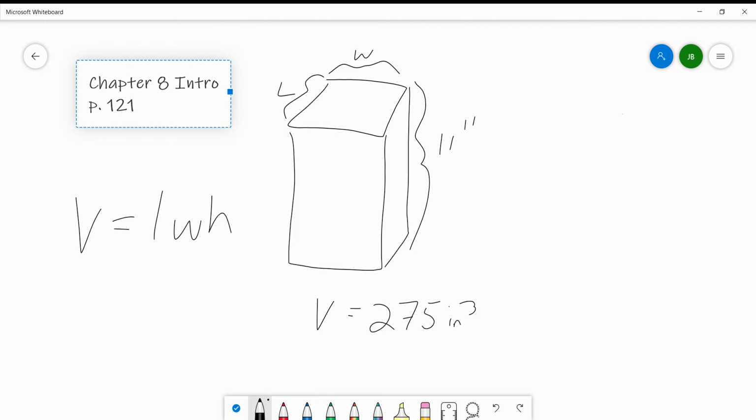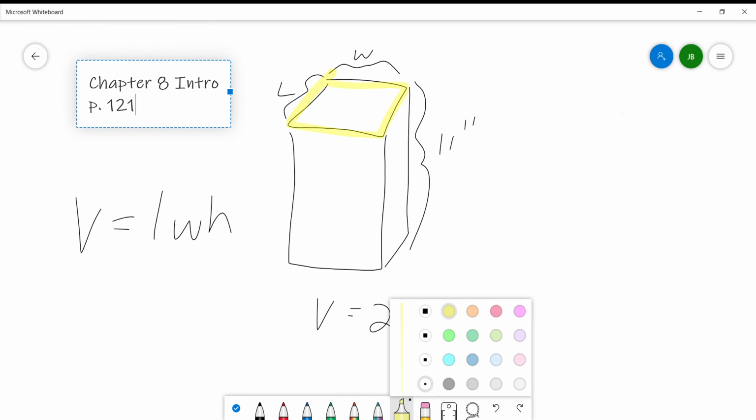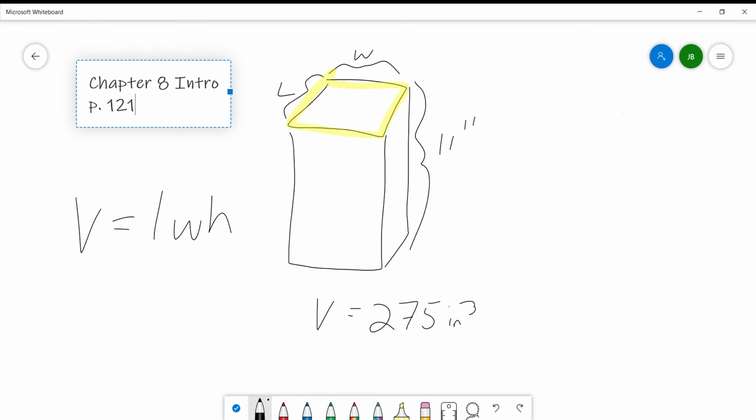But since this is a square, we know that the length and the width are the same, right? A square has the same length and the same width. So I'm going to simplify this. We know the height is 11. We know the volume is 275. So 275 equals the width squared times 11.